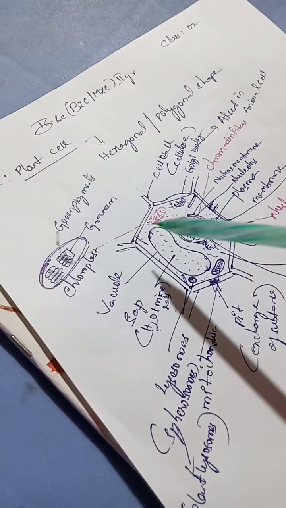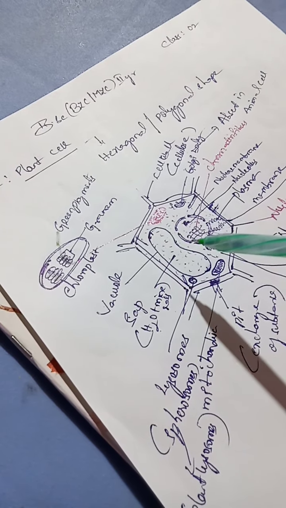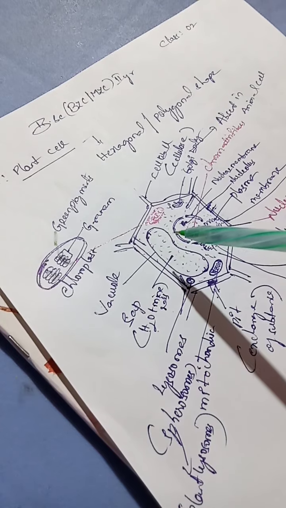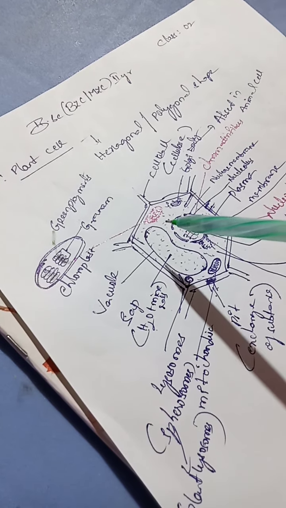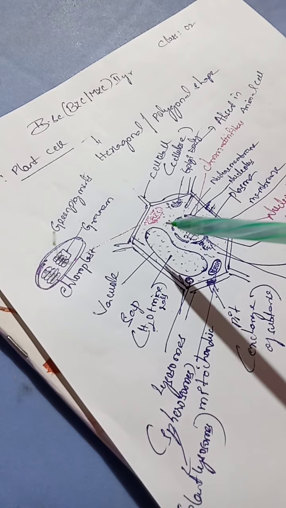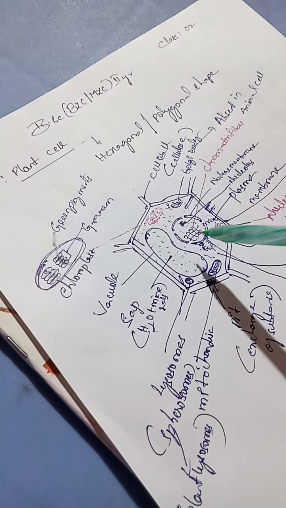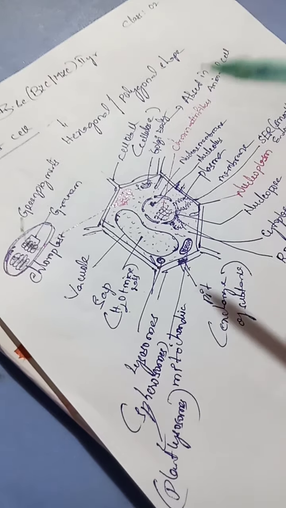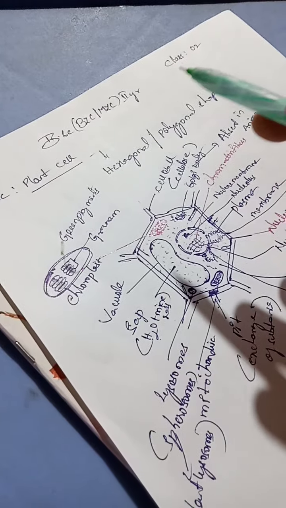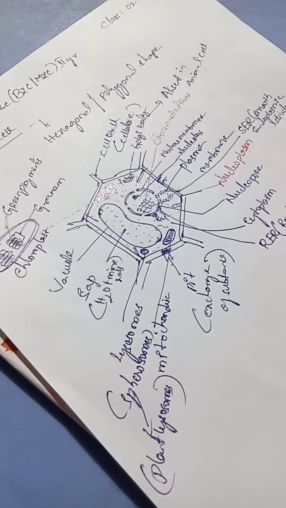Next, these chloroplasts are never present in the animal cell. In the animal cell we discussed the centrosome, which is present on the periphery of the nuclear membrane with two centrioles. This centrosome is not present in the plant cell. So this is what we have discussed today, the plant cell. Hope you all understood, and thank you.